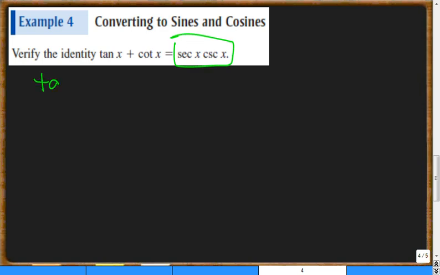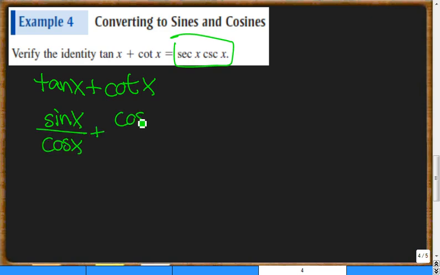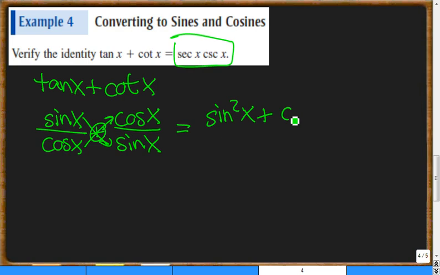So I've got tangent of x plus cotangent of x. I'm going to try to make it equal to this. So obviously I need to start combining stuff. So this is the same as sine of x over cosine of x plus cosine of x over sine of x. So we need to do the method to add, right? So you're going to get sine times sine, which is sine squared. You're going to add cosine squared of x, and you're going to divide by cosine times sine.